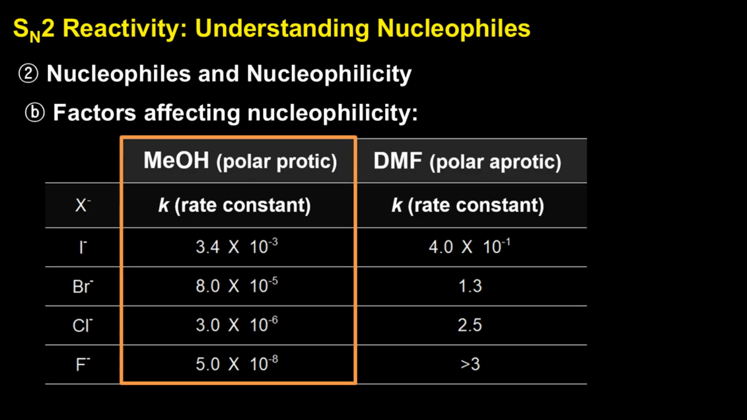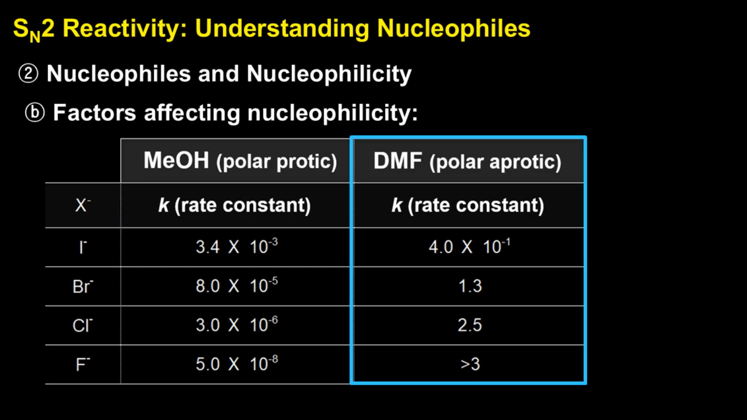Let's see how solvent choice affects nucleophilicity by comparing SN2 reaction rates in different solvents. First, take methanol, a polar protic solvent. In methanol, iodide is the most reactive, and fluoride is the least. That's because iodide is large and loosely solvated, so it stays free to react. Fluoride is small and tightly solvated, and that holds it back.